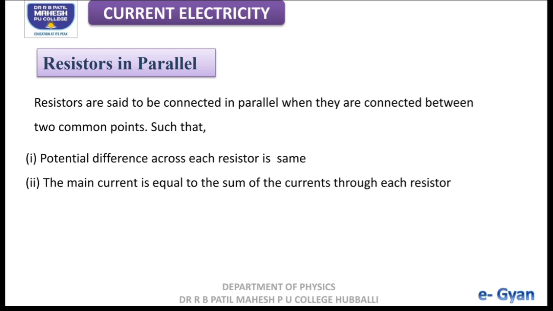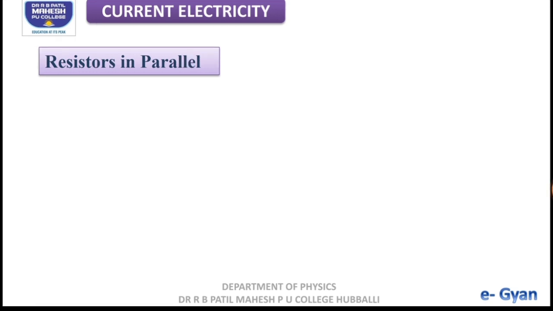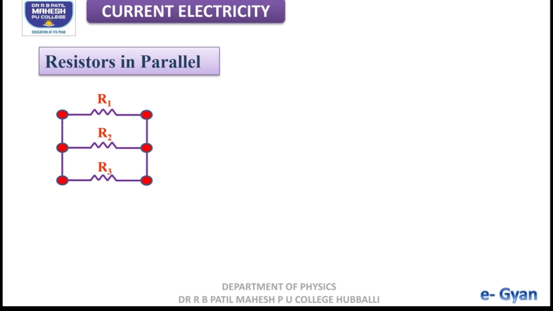Next, let us derive the expression for equivalent resistance of parallel combination of resistors. Consider 3 resistors R1, R2 and R3. One end of all the resistors is connected to one point. The other end of all the resistors is connected to another point. This combination of resistors is connected to a battery of EMF V or voltage V, and this voltage produces a current in the circuit. And potential drop across all the resistors is equal to V.